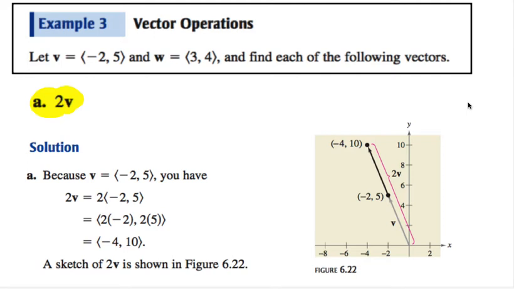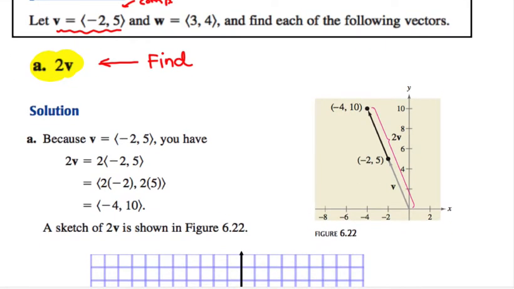This video focuses on a continuation of our vector operations, where we have adding vectors together and scalar multiplication. In this first part A, we're going to work with vector v, again in component form, and we want to find out 2 times vector v. What would our vector look like?